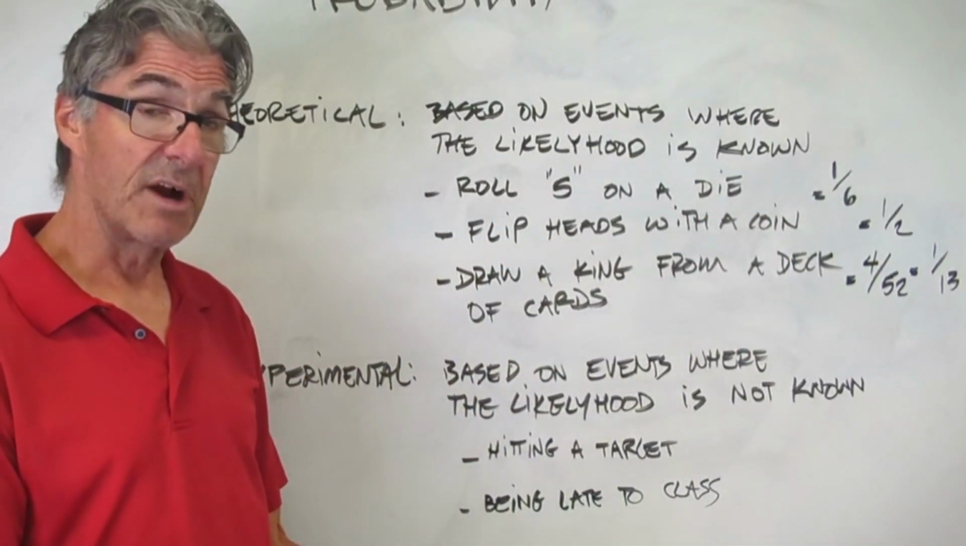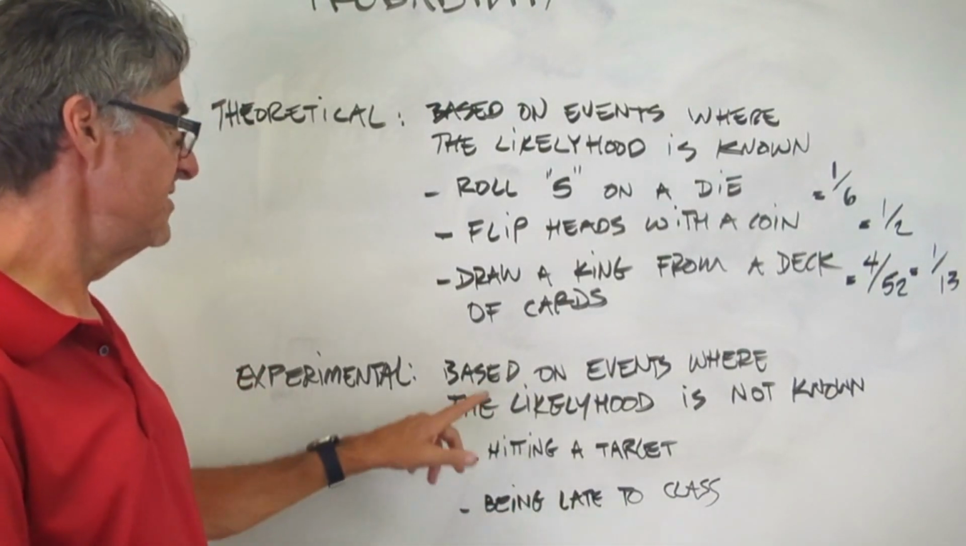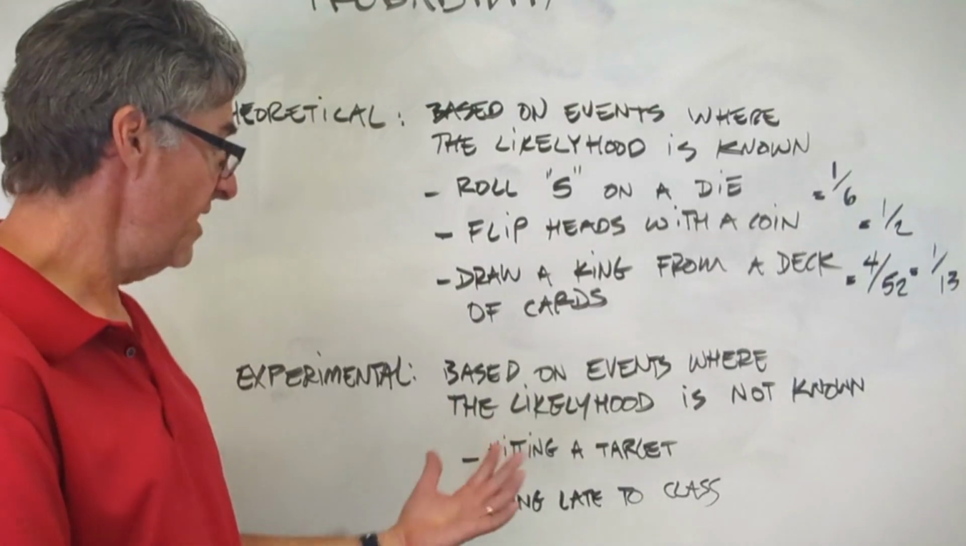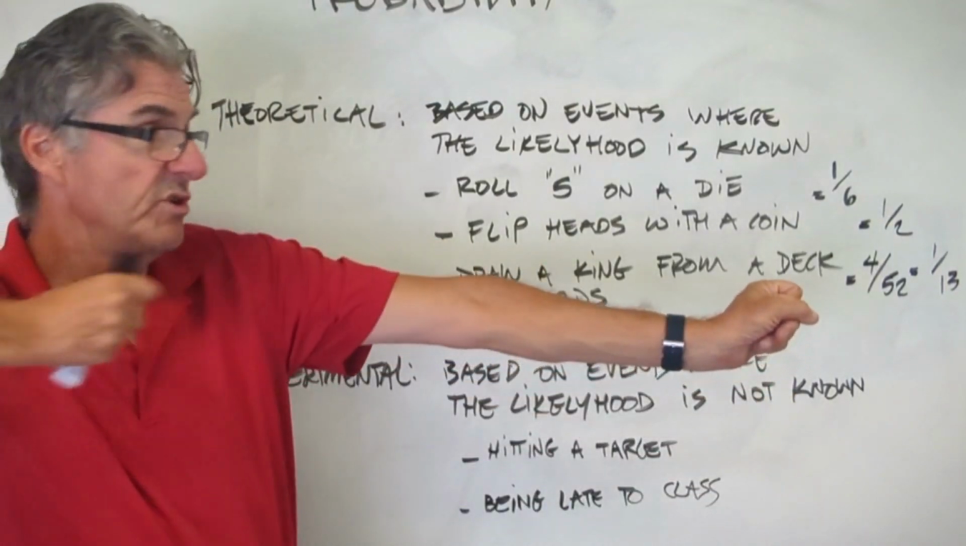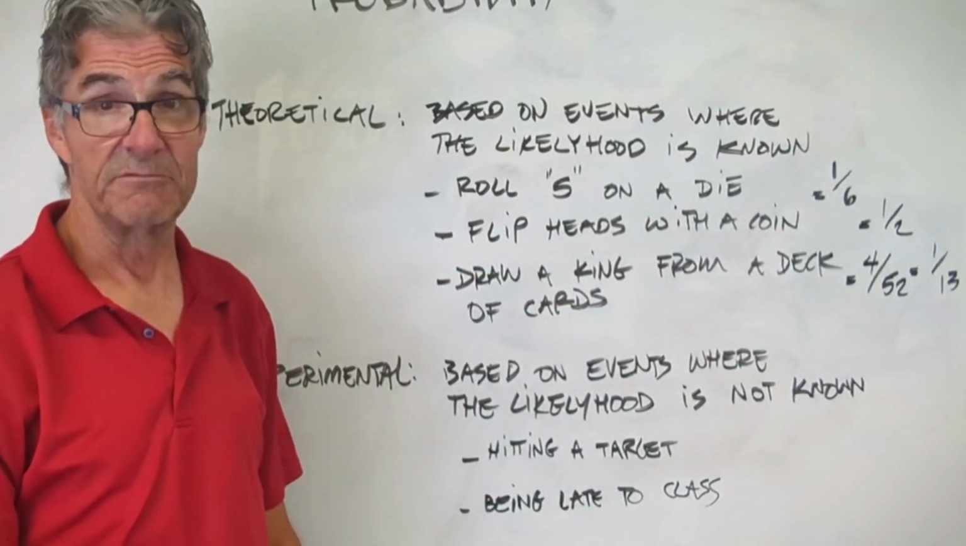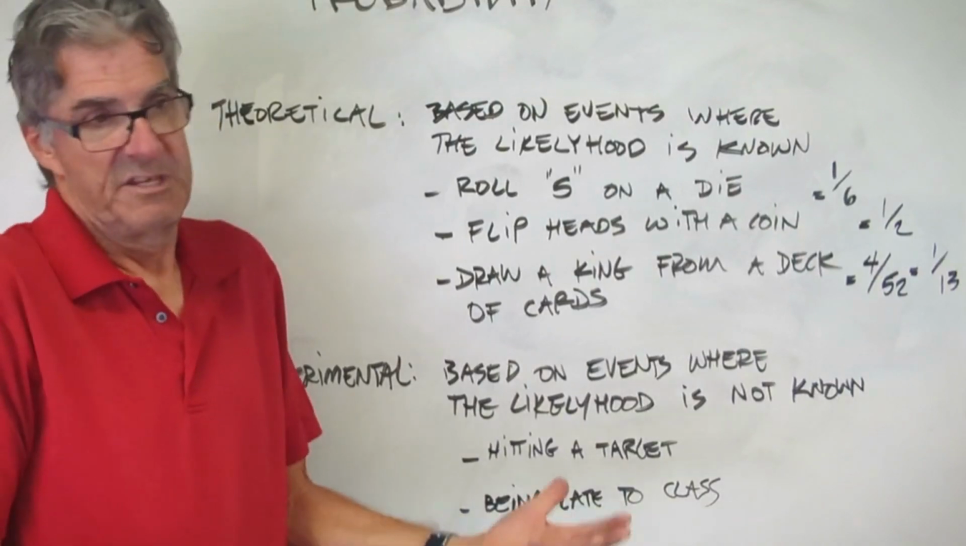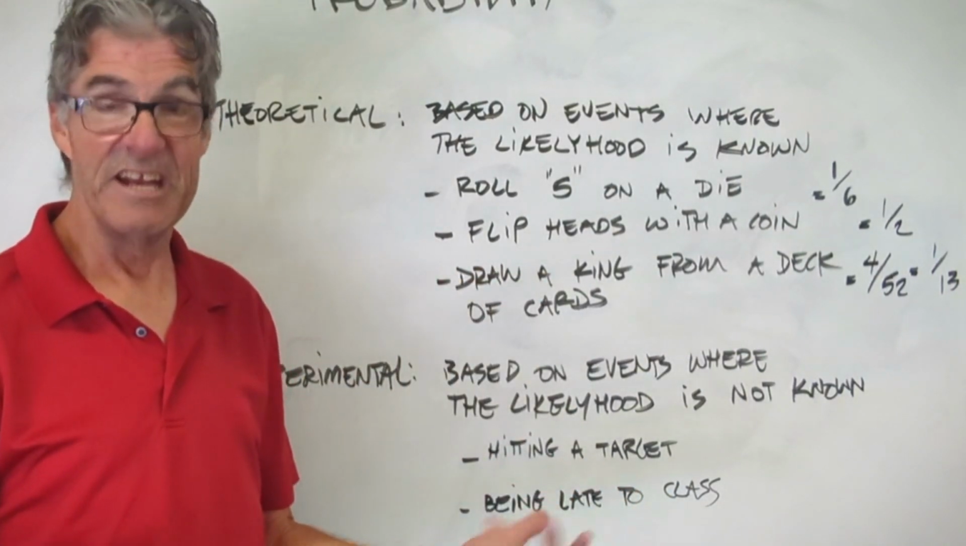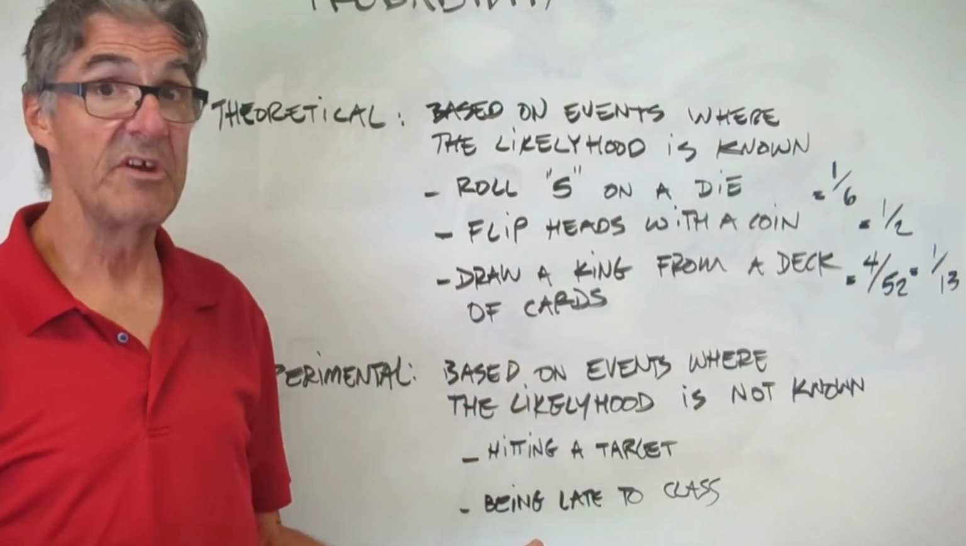Now, experimental probability is a little different. This is based on events where the likelihood is not known. Okay, so for example, what's the probability that if I'm shooting an arrow at a target, I'm going to hit the center? You don't know. It depends on my skill, depends on the distance, depends on my equipment, all kinds of stuff like that. So there's no theoretical probability for that.